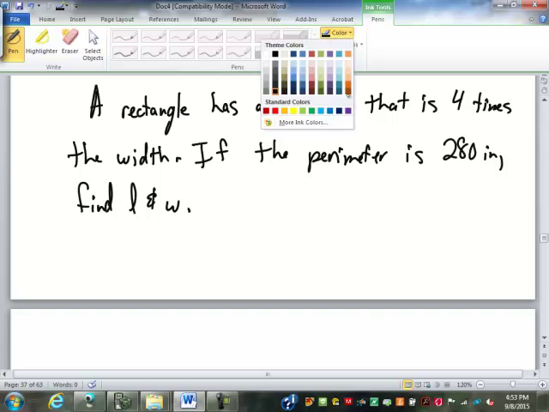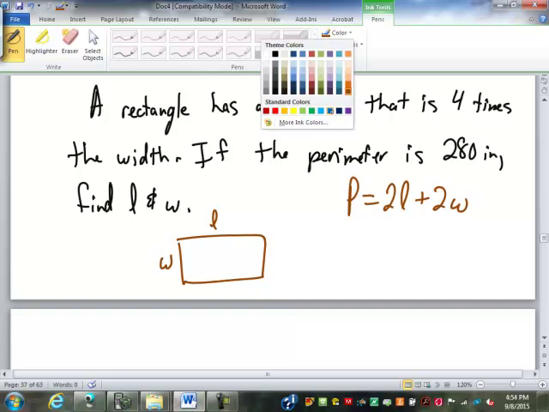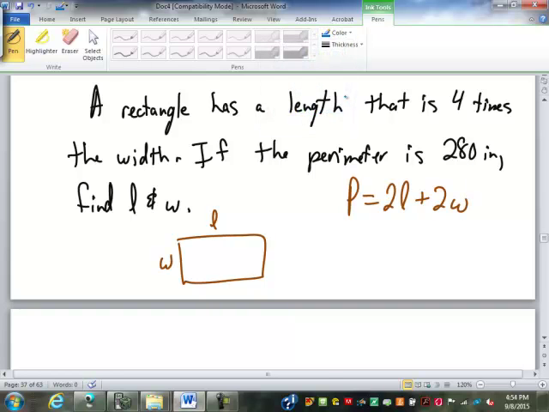So I'm going to draw a picture again. Width and length. Perimeter now, so perimeter equals 2 times the length plus 2 times the width. What do we know? The length is 4 times the width. We do know that 280 is the perimeter. We can put that in. The length is going to be 4W because the length is 4 times the width.